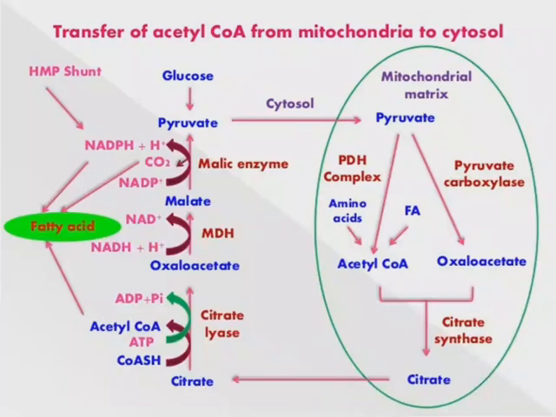In the cytoplasm, in the presence of citrate lyase enzyme, citrate will give acetyl-CoA and oxaloacetate. Then oxaloacetate is converted to malate and malate to pyruvate in the presence of malic enzyme, and this step will give NADPH. So acetyl-CoA cannot cross the mitochondrial membrane and must be converted to another molecule, which is citrate. Citrate can cross the mitochondrial membrane to the cytoplasm, where it gives acetyl-CoA and oxaloacetate.